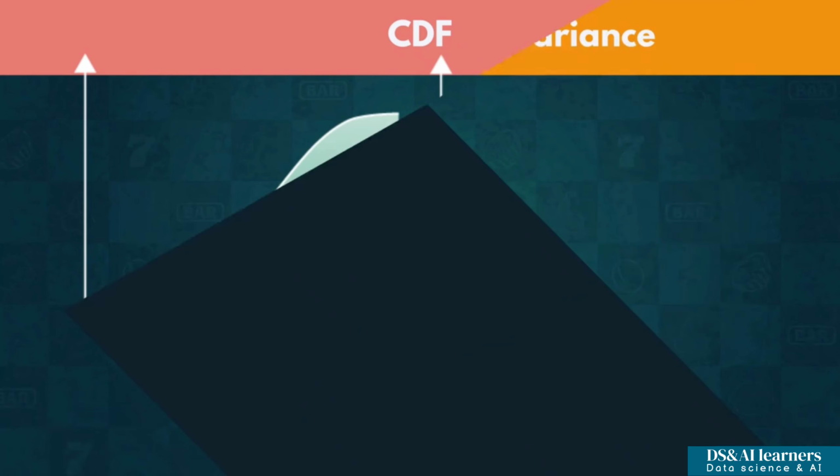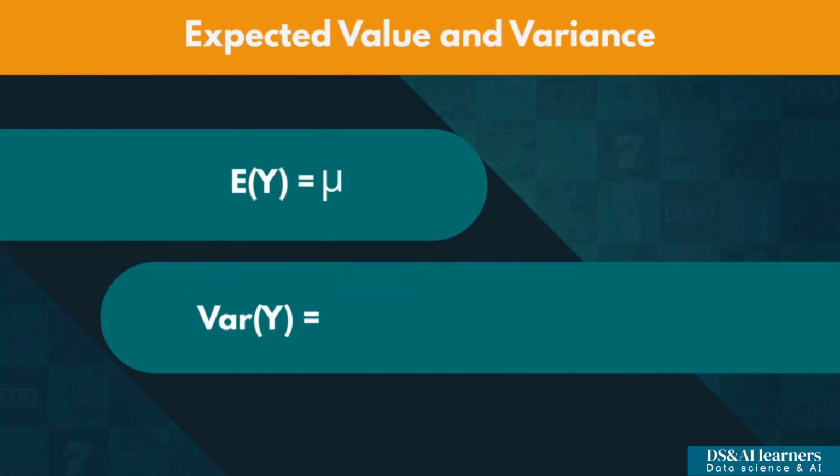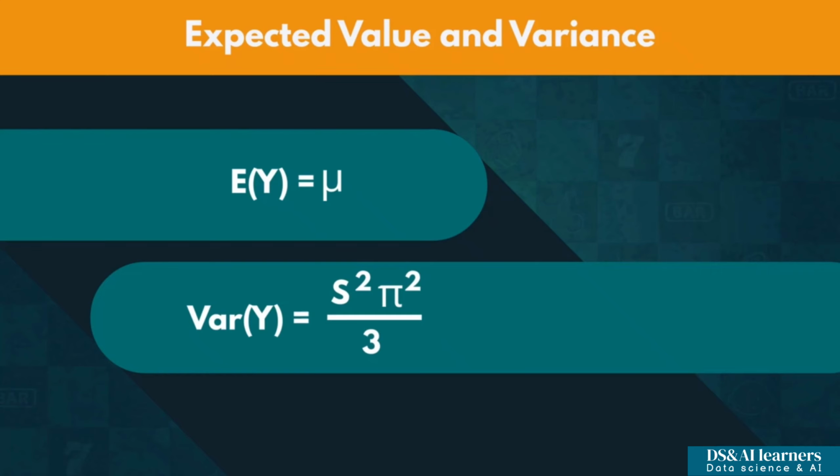Okay, you can use expected values to estimate the variance of the distribution. To avoid confusing mathematical expressions, you only need to know it is equal to the square of the scale times pi squared over 3.